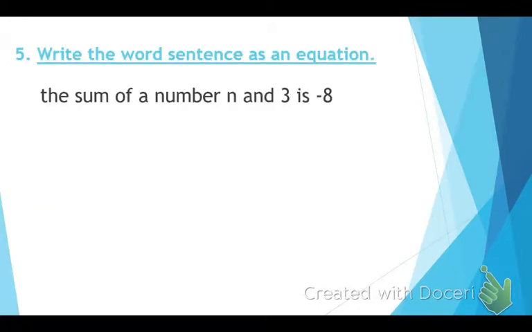Write the word sentence as an equation. I'm going to show you some things that I just saw some people do that are wrong, okay? The sum of a number n and 3 is -8. This is what I saw, and I want you to see if you can tell me what the 2 problems are. Who can tell me what's wrong with what I just did?